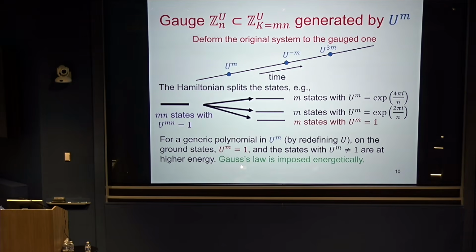It's Hermitian. No, it's Hermitian. It's a polynomial such that it is Hermitian. It's a polynomial plus its dagger. But the dagger is u to the minus m. U is a unitary matrix.